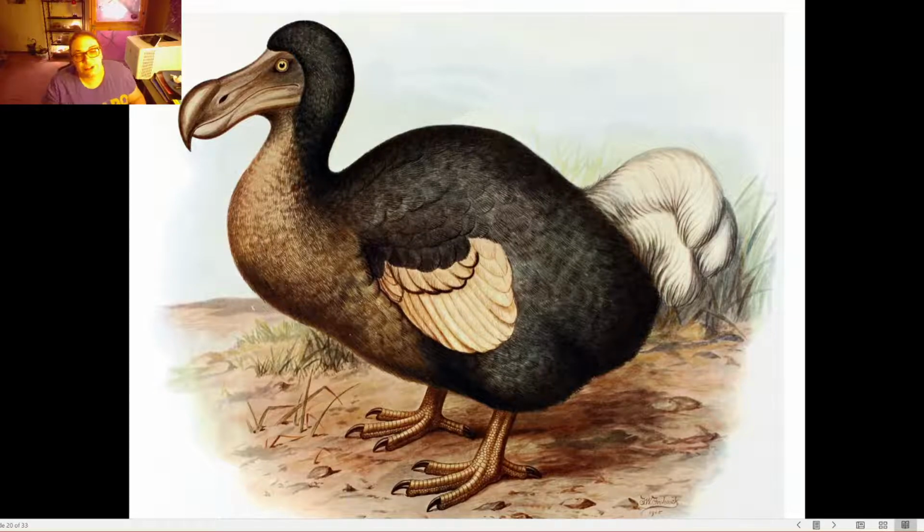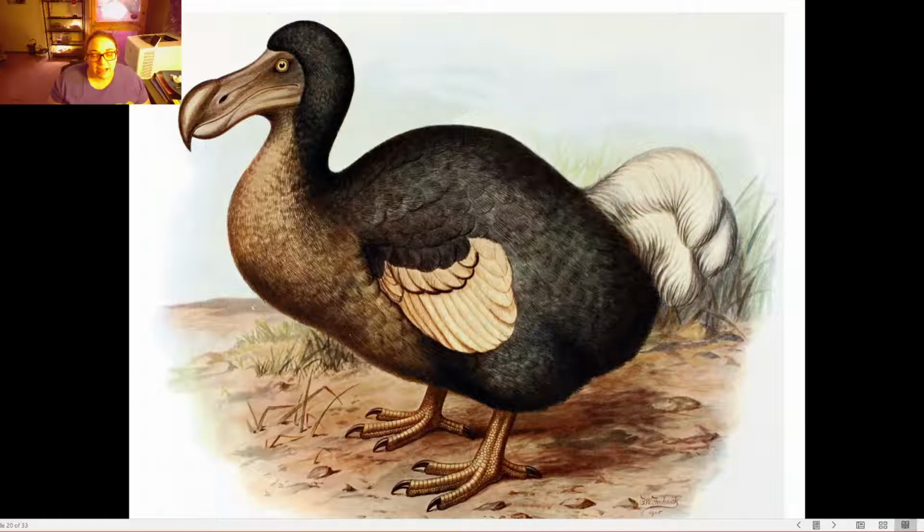So first we have the dodo. Pretty much everyone has heard of a dodo. It's a very well-known extinct bird, but a lot of people don't really realize how recently it went extinct. This was one of the first widely known species that humans are credited with driving to extinction. The dodo was a flightless bird. It was native to an island called Mauritius.